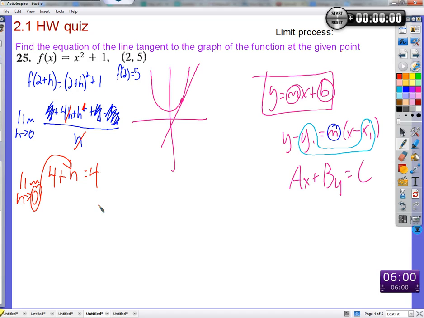So that's the slope of the tangent line? So it'd be like y equals 4x plus 0. So you plus another something. Find another point on the line?